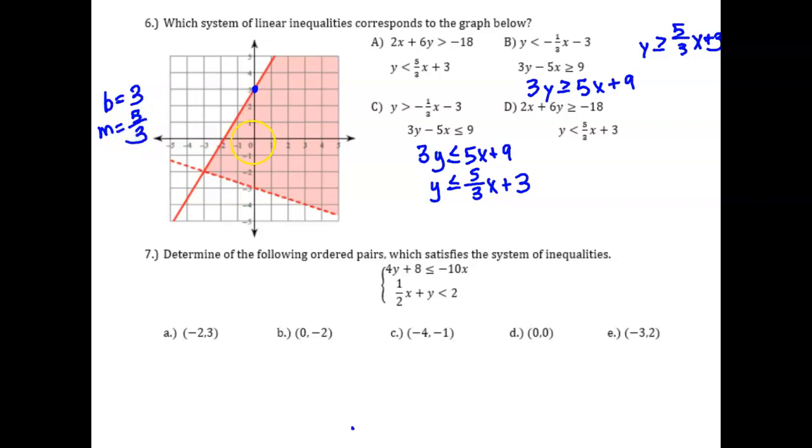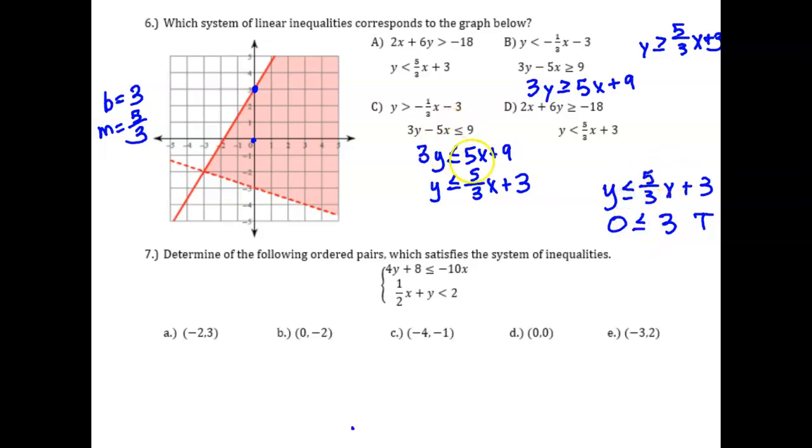So in this case, (0, 0) is true, because this is the overlapping region that we're shading, so (0, 0) must be true for this inequality. So if we put in y, and then the slope 5/3 x, and then plus 3, and we put in (0, 0), we've got 0 and 3 must be true. 0 is actually going to be less than. So it's going to be less than, and because it's a straight line, it's less than or equal to.